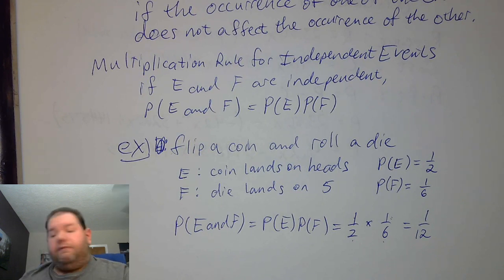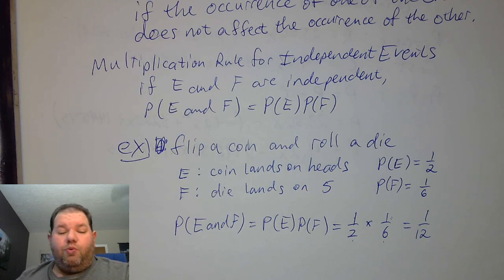So the chances of this occurring, that we flip a coin and roll a die and it lands on heads and a 5 respectively, we end up with a 1 out of 12 probability.